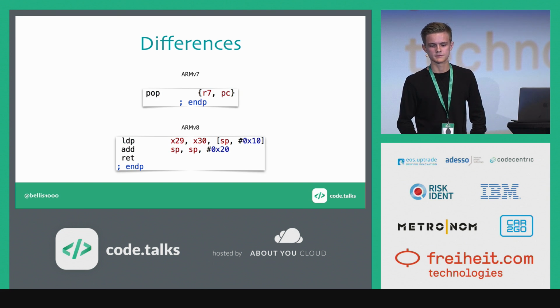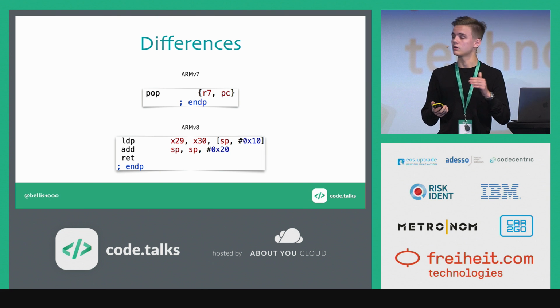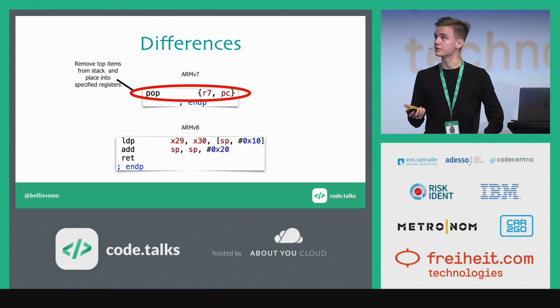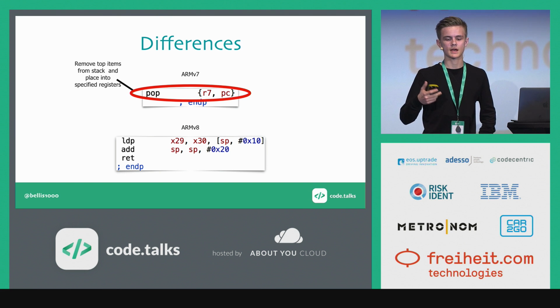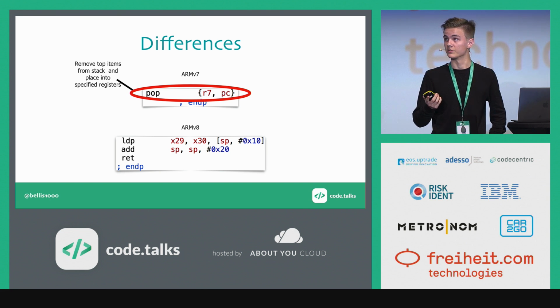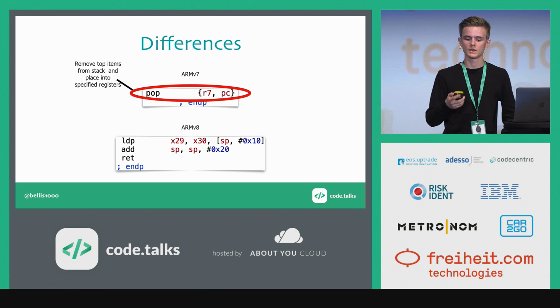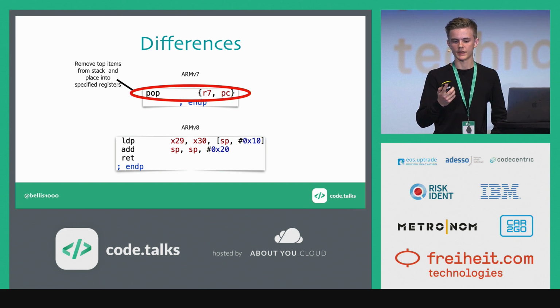And then a similar thing happens for the opposite, so for returning and for popping items off the stack. With ARMv7, you have a pop instruction, which takes items off the stack and places them into the specified registers. And in this case, you can use this as one of the possible return instructions on ARMv7, because you can see it's popping a value into the program counter. And as I said, that's not possible on ARMv8, but that is one of the return instructions on ARMv7.